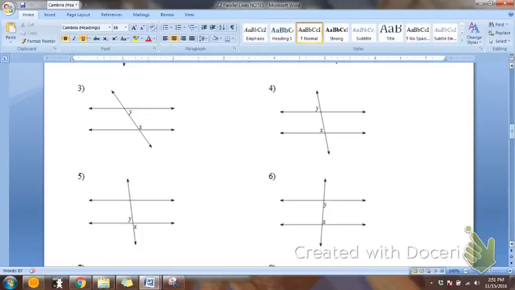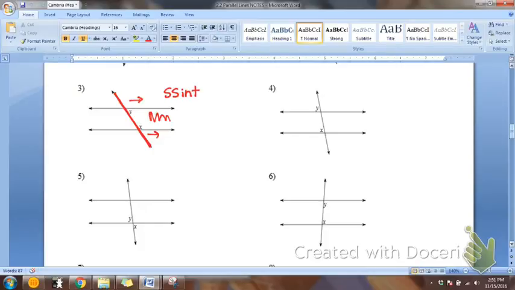Okay, what do you say about number 3, Patrick? I see alternate. Are they on opposite sides of this line? They're not on opposite sides of that transversal. Look up here at the board. Do you see how they're not on opposite sides? They're both on this side. Right. And they're both on the inside. So what would we call that? Yes. Same side, interior.